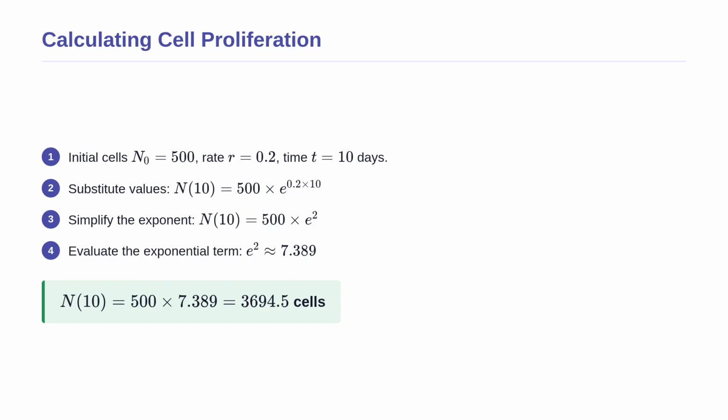This is our growth multiplier. Finally, multiplying this by our initial 500 cells gives us roughly 3,695 cells. This rapid multiplication physically demonstrates how a follicle transforms into a functional hormone-producing unit.